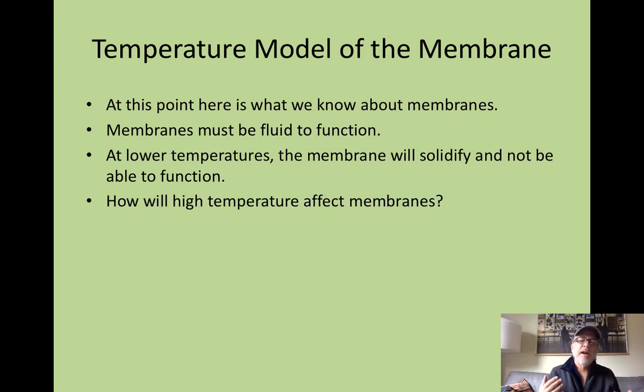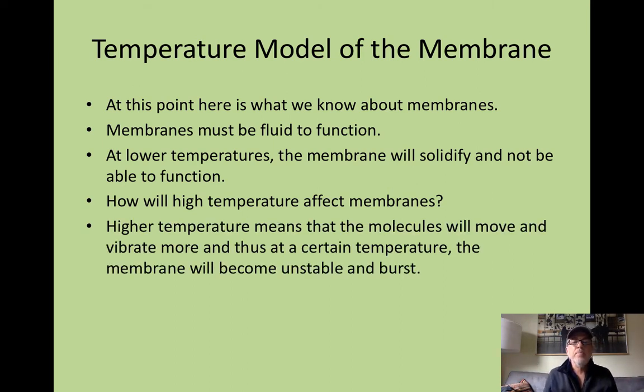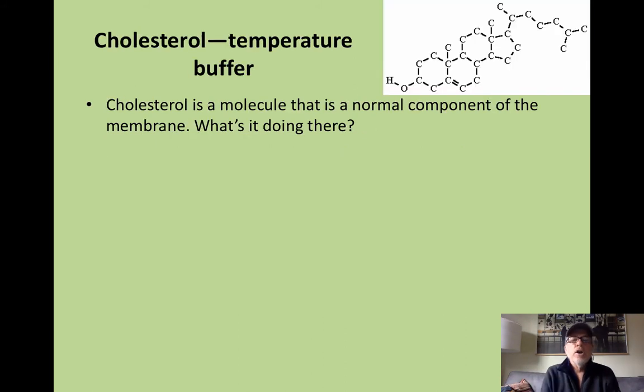Well, as we're going to find out in the next lecture, when you increase temperatures, it causes molecules to move more rapidly. And so a higher temperature will mean the phospholipid molecules in the membrane will jiggle faster, and therefore the membrane will be more likely to become unstable and lose its contents or burst, thereby killing the cell. So membranes can only function within a relatively small range of temperatures.